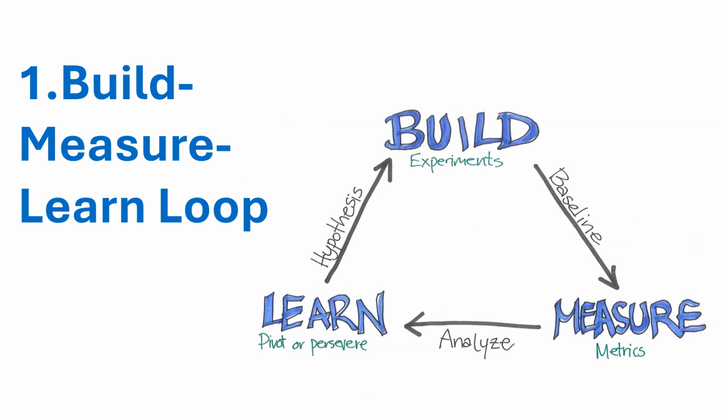First, the build, measure, learn loop. This is the fundamental cycle of the Lean Startup methodology. You start by building a product, measuring its performance, and learning from the results. This continuous feedback loop helps you make data-driven decisions and adapt quickly to changes. It's all about testing assumptions and learning what customers really want as quickly as possible.